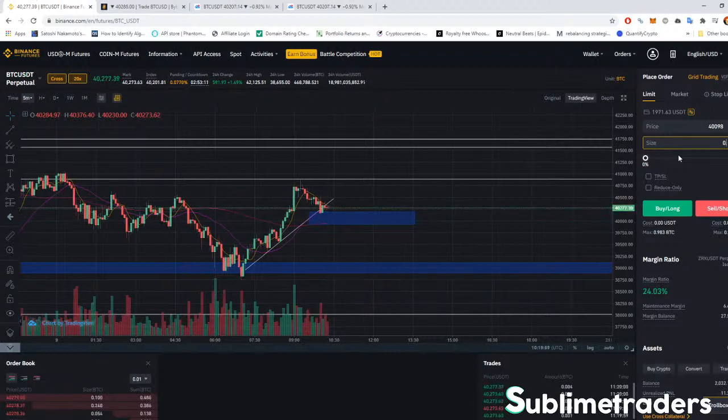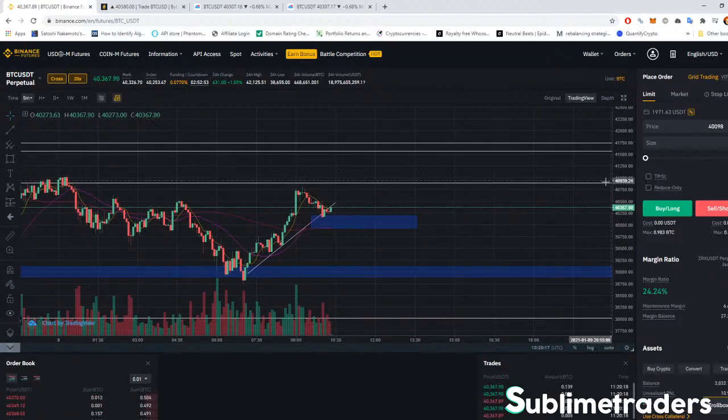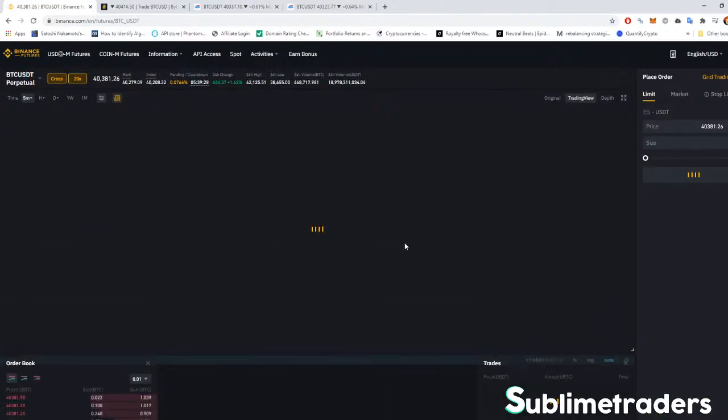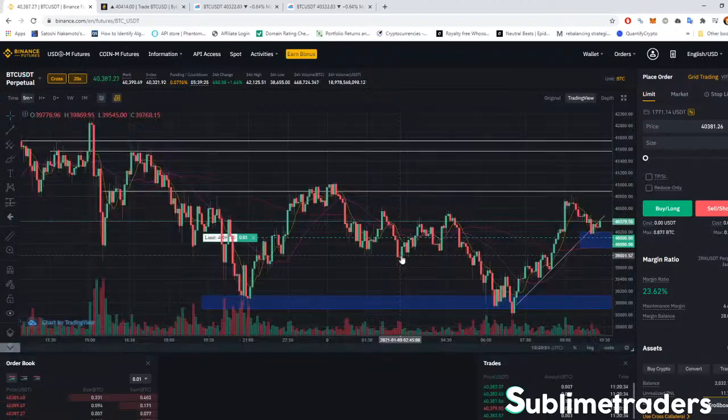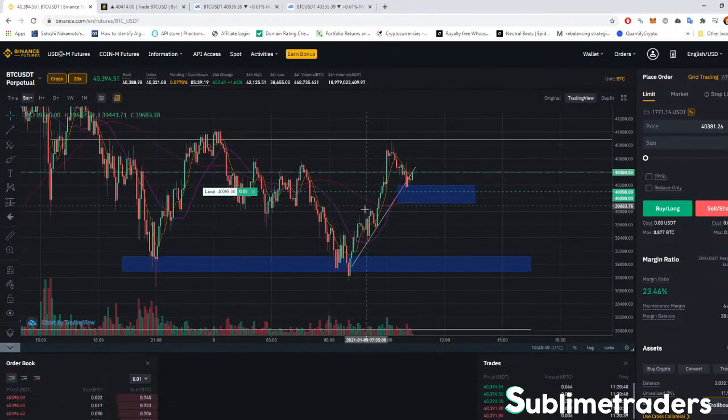Start with 0.03, no, 0.05, because I want to have a lot of orders that will follow it. So I have the first one. We'll just find some other local resistances.